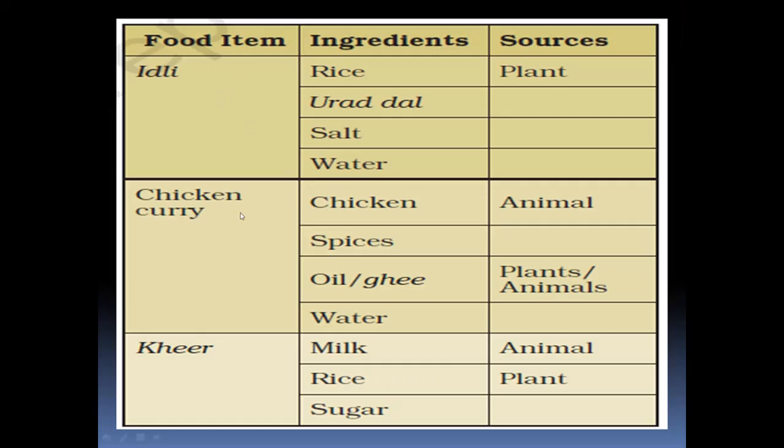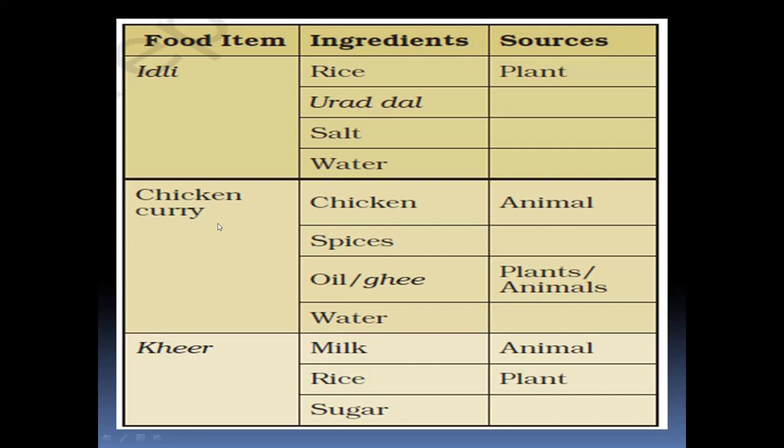Here is one more activity, food item, ingredients and sources. Food item, let us consider an example of idli. Rice, urad dal, salt and water are the ingredients used to prepare idli. So rice is obtained from plant source. Urad dal is also obtained from plant source. Salt is obtained from sea water, from the water bodies.